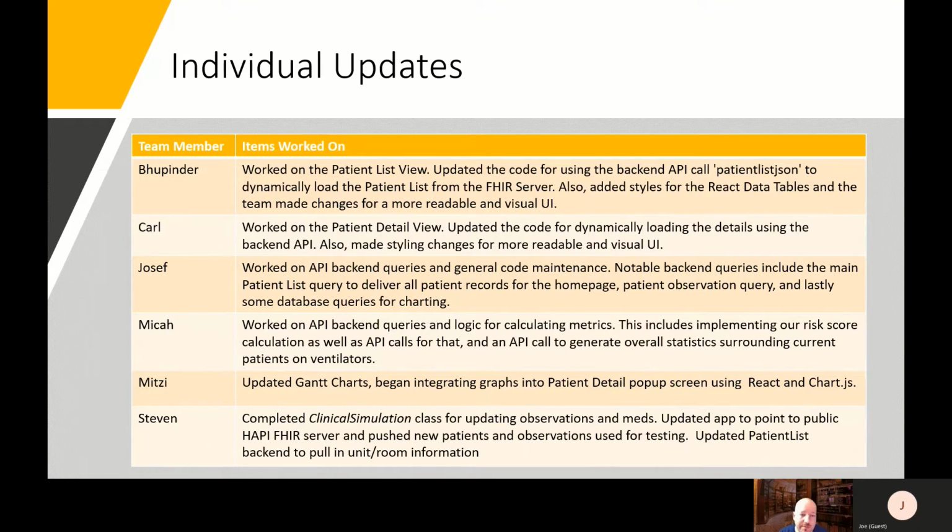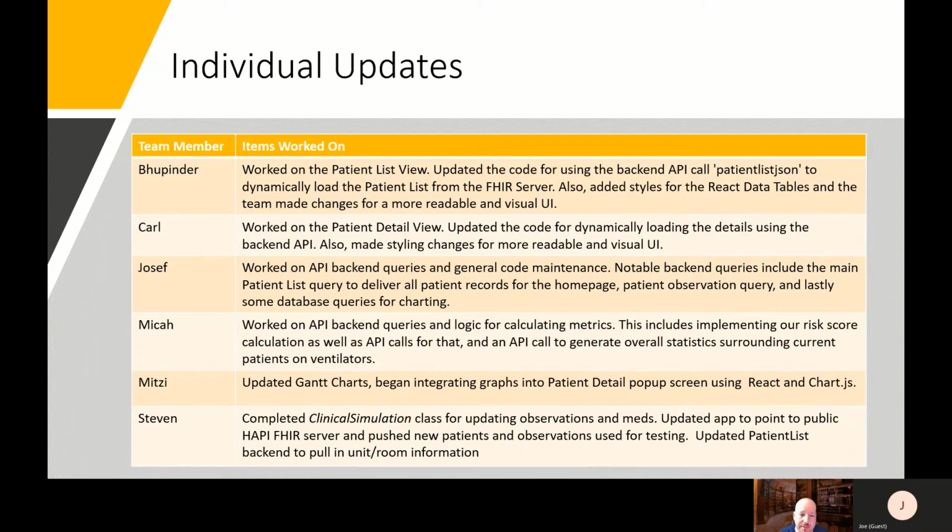For Joseph, his major contribution this sprint was working on the API backend queries themselves and some general code maintenance. Some of the notable queries that he created were the patient list query that delivers all the different patient records for the home page, as well as an observation query and some database queries for the different charting functions.